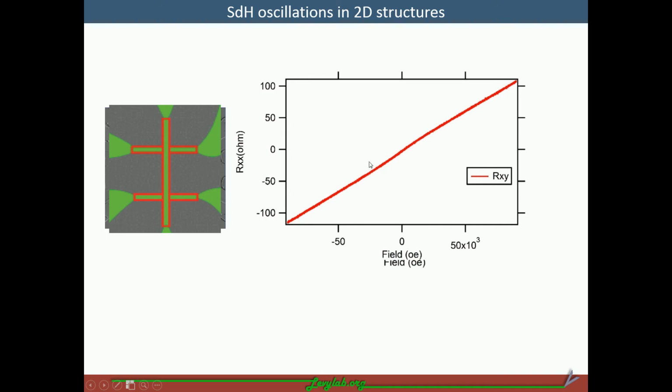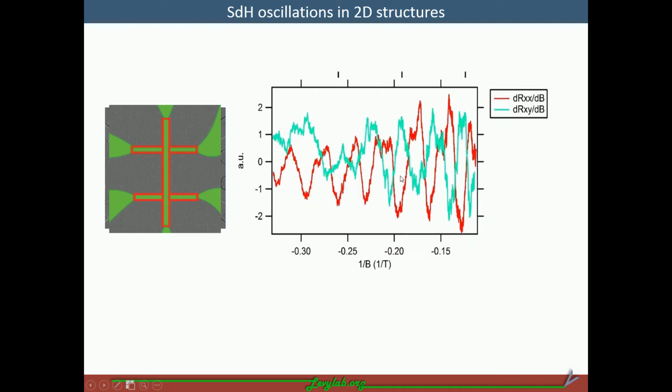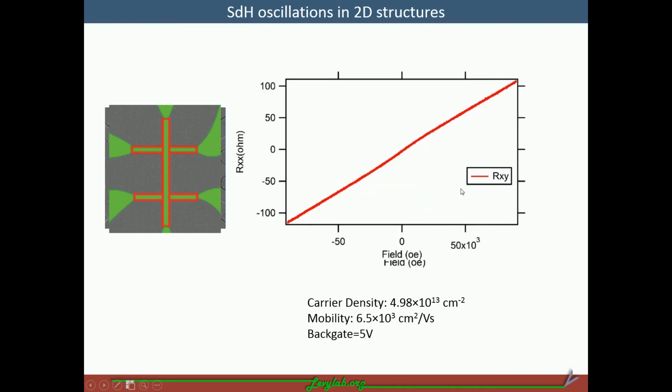The oscillation is not obvious in this Hall measurement, but we can do differential analysis, which found the oscillations in the channel resistance and the Hall resistance are correlated. Then we can do linear fitting and extract the carrier density, which is about 4.9 times 10 to the 13, and the mobility number. I'm going to talk about this later.